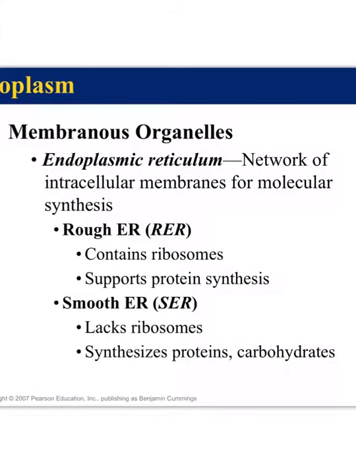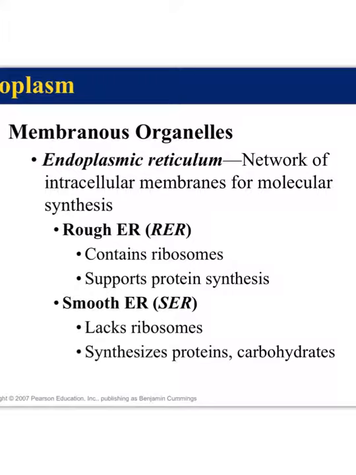The membranous organelles are the ones that you're probably already more familiar with. The first of those is the endoplasmic reticulum. The ER is, as you can see here, a network of intracellular membranes that help the cell make molecules, or do molecular synthesis. That endoplasmic reticulum network does fill up a large portion of the cell, and it includes two different types of endoplasmic reticulum, the rough and the smooth.